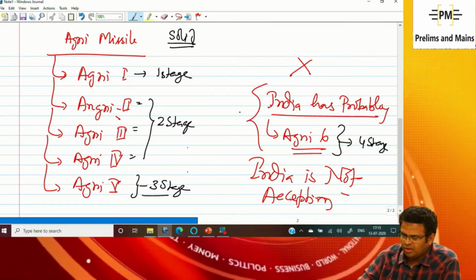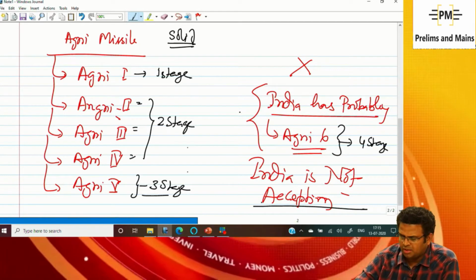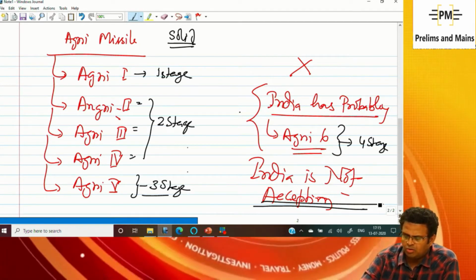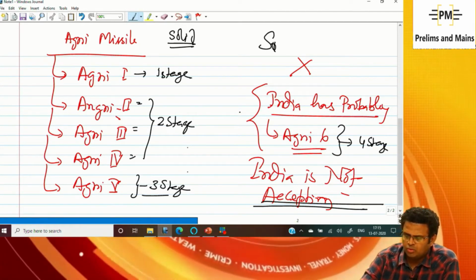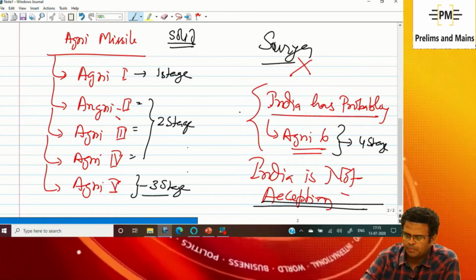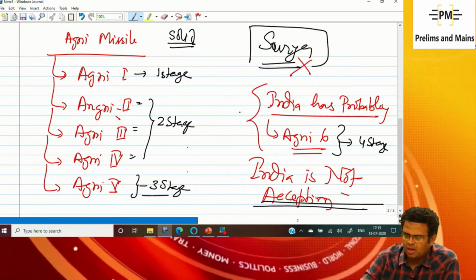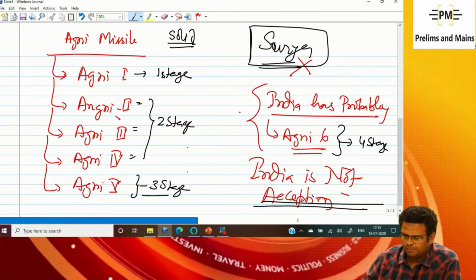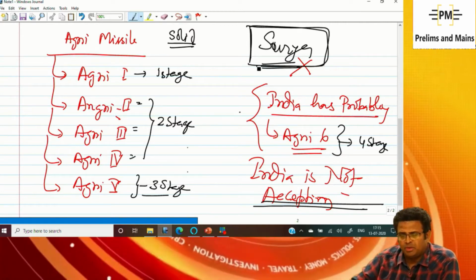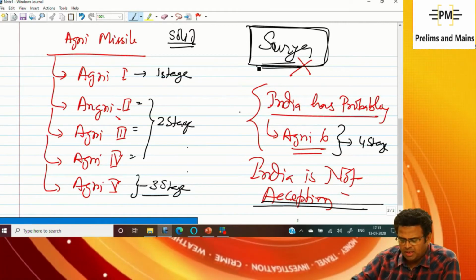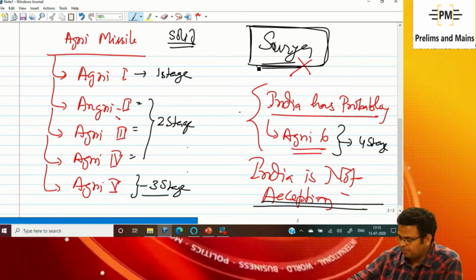And when I finish Agni 6, thereafter I will also do Surya. So this is the information that I have given about the Agni.